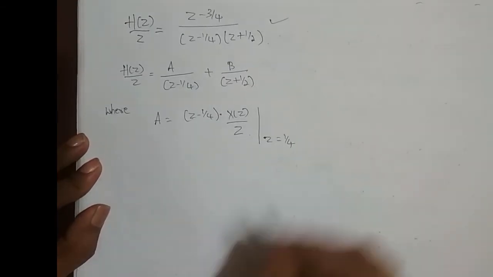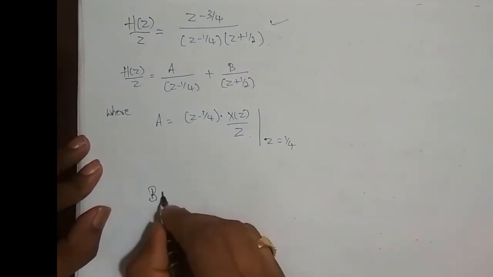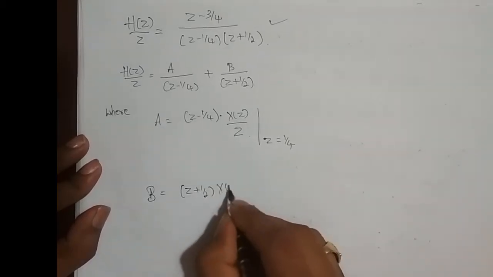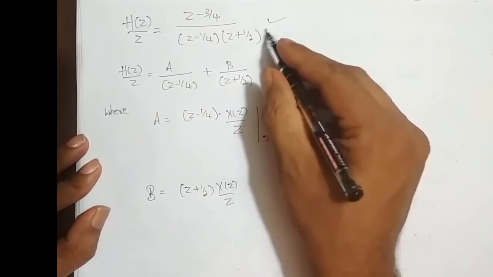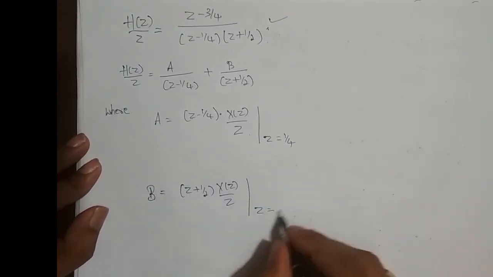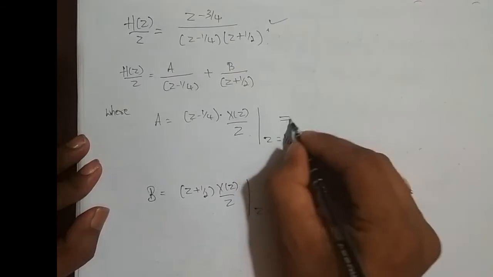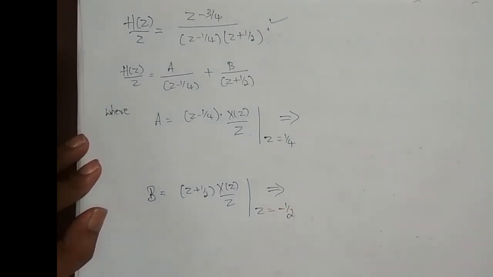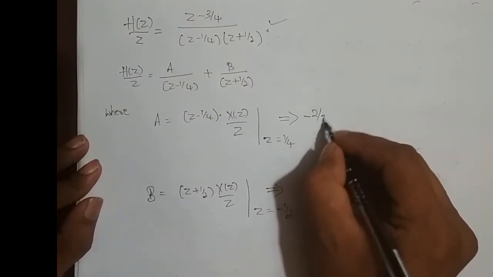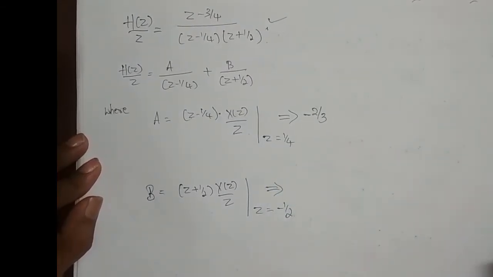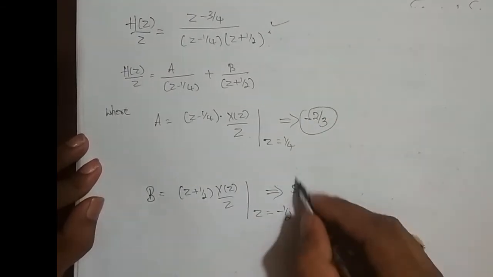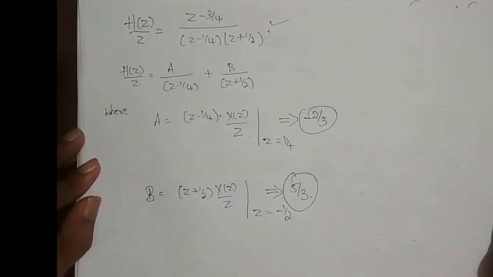At what value of z does this go to 0? 1 by 4. Similarly, b is z plus 1 by 2 into h of z by z, at z equal to what value? This goes to 0 at minus 1 by 2. If you solve this, I'm not solving it, I'll directly write the answer. I get a as minus 2 by 3 and I get b as 5 by 3. So this is the value of a and this is the value of b.